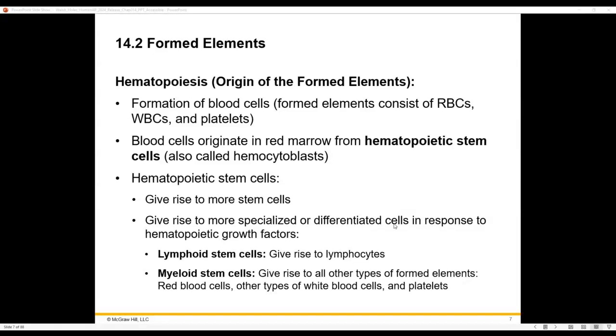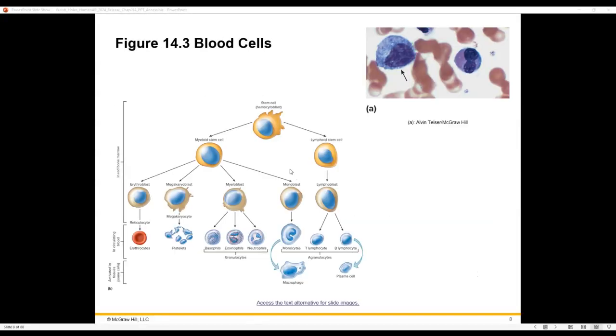Hematopoietic stem cells give rise to more stem cells, and they give rise to more specialized or differentiated cells in response to hematopoietic growth factors. Lymphoid stem cells will give rise to the lymphocytes, and the myeloid stem cells will give rise to all the other types of the formed elements, like the red blood cells, other types of white blood cells, and platelets. So this shows you how the stem cells further differentiate into specific blood cells.